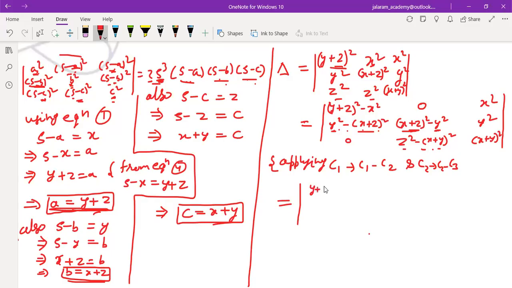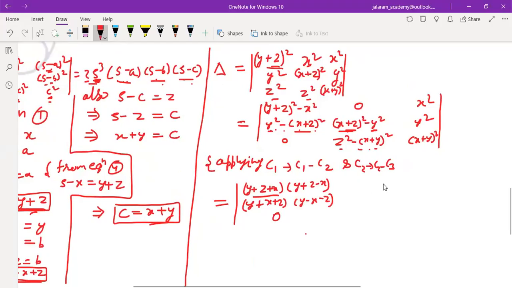So it is y plus z plus x. This is what I was telling you. y plus z minus x. So it has y plus z plus x, that is x plus y plus z. Second row, y plus x plus z into y minus x minus z. So it also has x plus y plus z. And third row, first column is 0. Again, in second column, first row is 0.